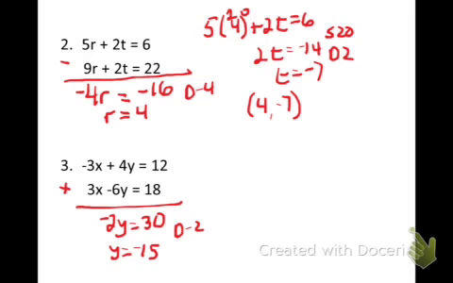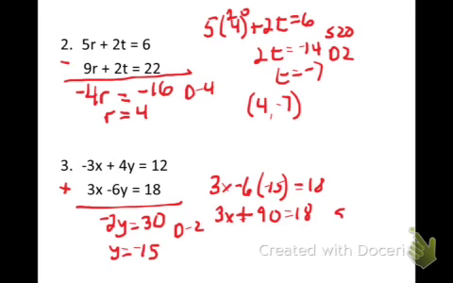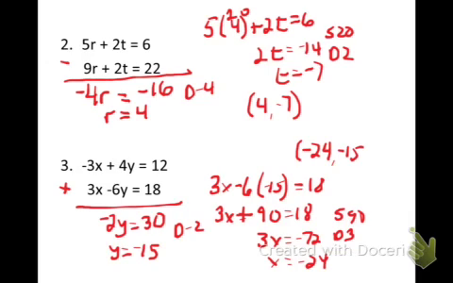Again, you can put it in either one. I'm going to just put it in the second one, so I get 3x minus 6 times negative 15 equals 18. So that gives me 3x plus, and this would be 90 equals 18. So I need to subtract 90 from each side, and I get 3x equal negative 72. Divide by 3, and I get x equals negative 24. So again, write it as an ordered pair, negative 24, negative 15.